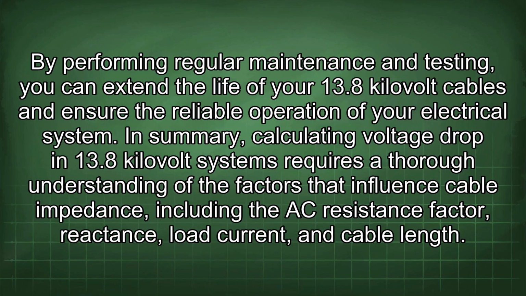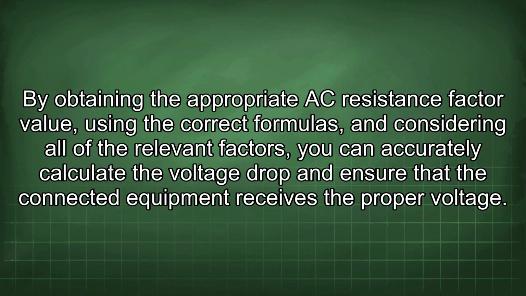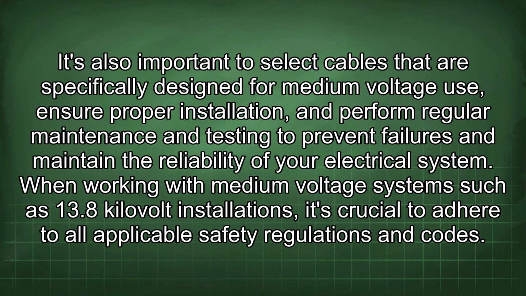In summary, calculating voltage drop in 13.8 kilovolt systems requires a thorough understanding of the factors that influence cable impedance, including the AC resistance factor, reactance, load current, and cable length. By obtaining the appropriate AC resistance factor value, using the correct formulas, and considering all of the relevant factors, you can accurately calculate the voltage drop and ensure that the connected equipment receives the proper voltage. It's also important to select cables that are specifically designed for medium voltage use, ensure proper installation, and perform regular maintenance and testing to prevent failures and maintain the reliability of your electrical system.